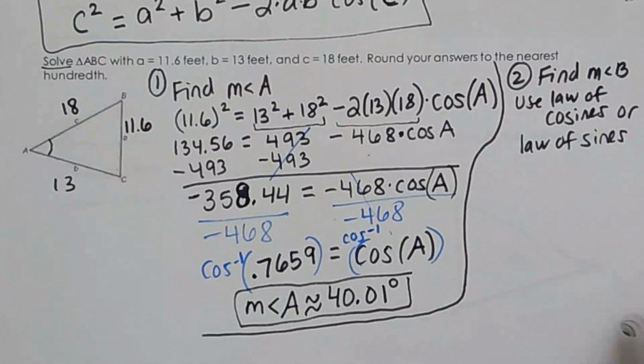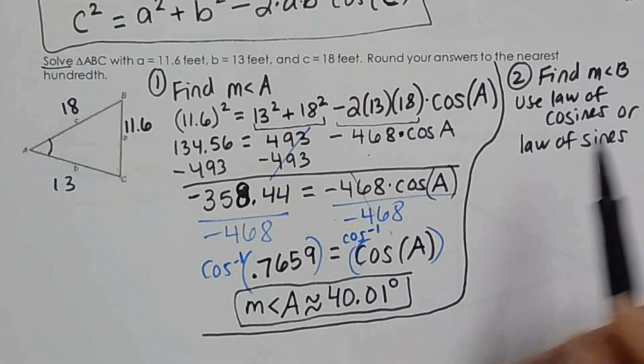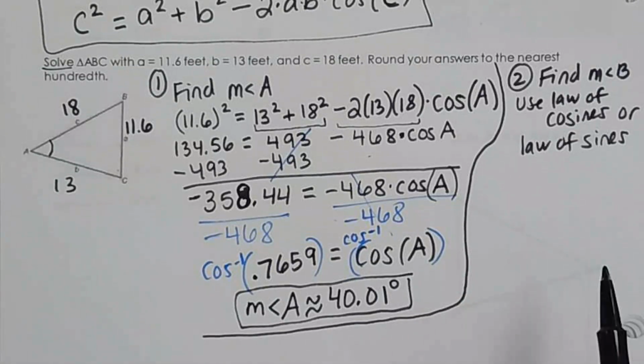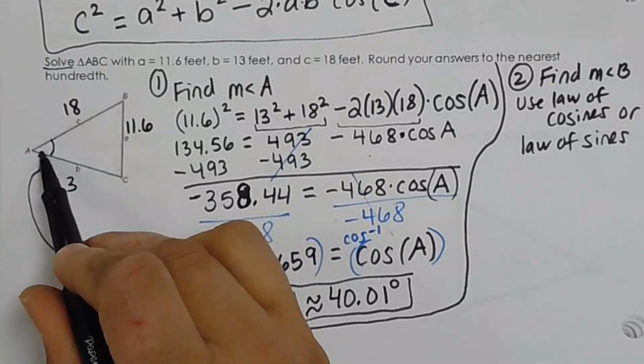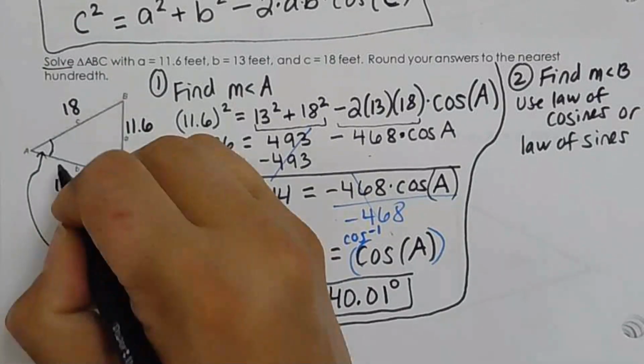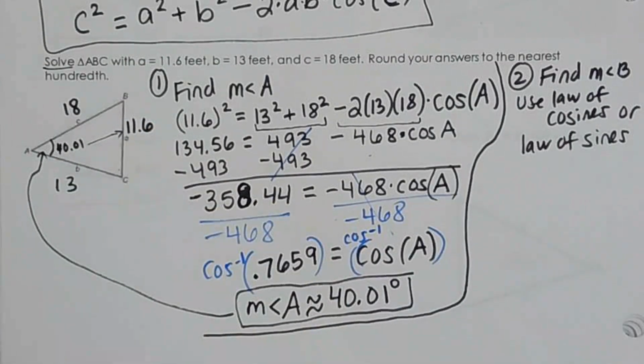I honestly find it a little bit shorter sometimes, but it's up to you. If you think law of sines will work here, remember you just need an angle and a side, and since we just found this measure of angle A is 40.01, I can write that in here. I have the angle and the side across from it, so I could do law of sines. So it's up to you which way you want to practice.